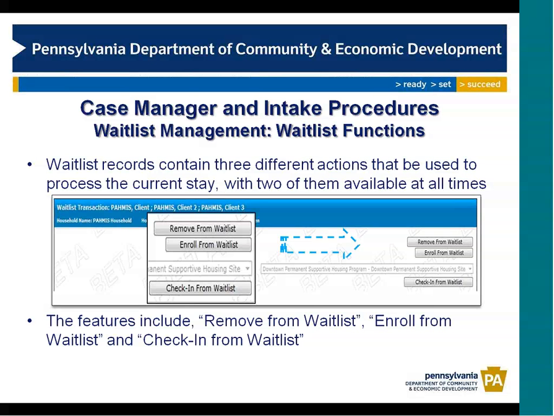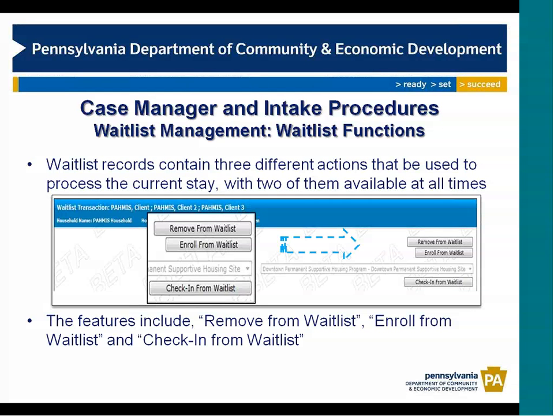Now, the check-in from wait list is a pretty dynamic feature. Like I said, it's only there under certain circumstances, and those circumstances are that at least one of the clients included in the wait list, A, must be enrolled in a residential program, and B, currently cannot be enrolled in any inventory. Because what it does is provide the ability to check someone into a residential program. So both of those conditions need to be met by at least one client in the list.